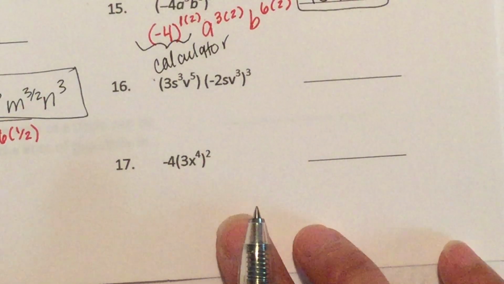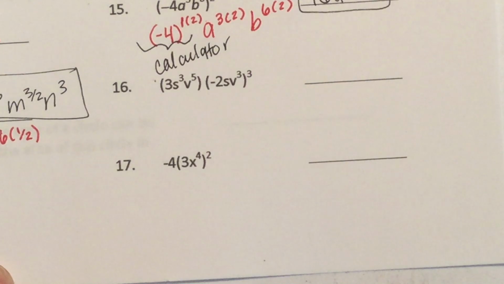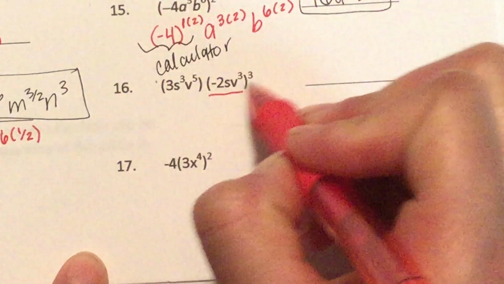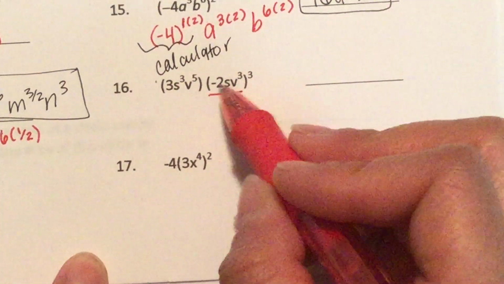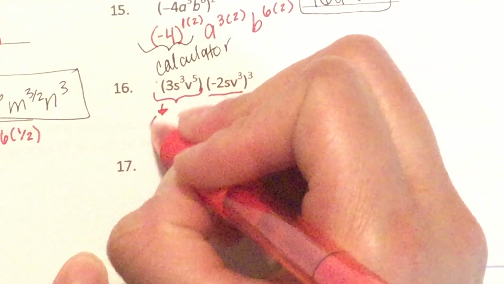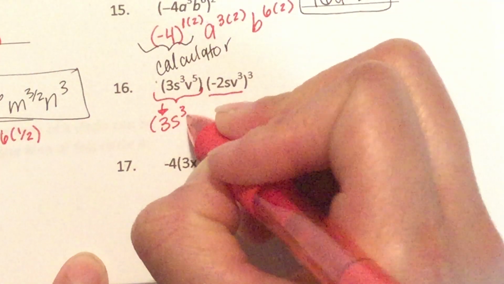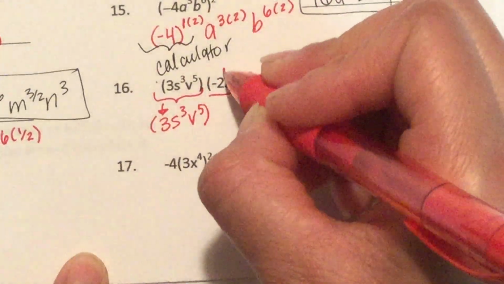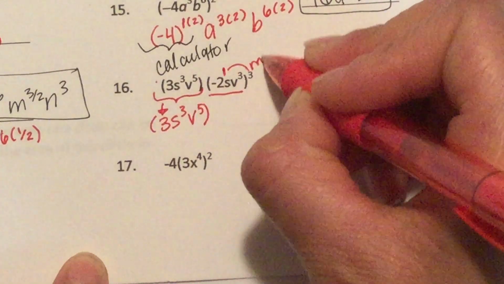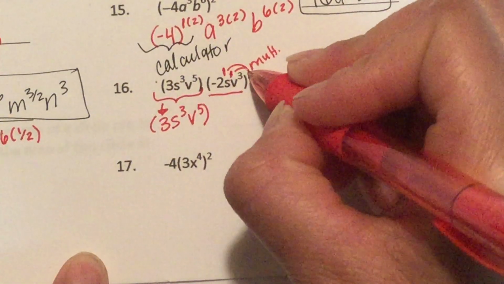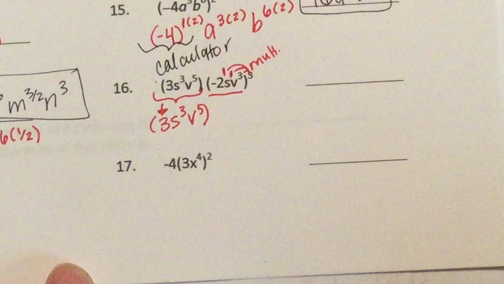Number 16, you have 3 s cubed v to the 5th times negative 2 s v to the 3rd, all of that's raised to the third power. So the first thing you need to do is this piece right here. All of this will come straight down. So you have 3s to the third, v to the fifth power. You're going to take this negative 2 to the first and multiply the exponents. You're going to take s to the first and multiply the exponent, v to the third and multiply the exponents.